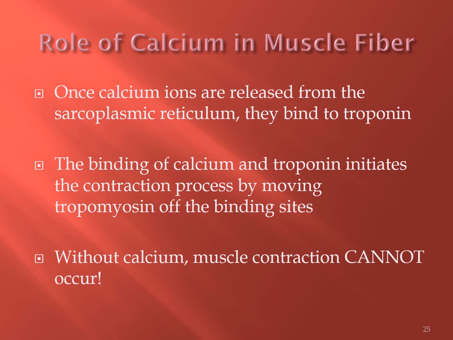So without calcium available and without calcium binding to the troponin, muscle contraction cannot occur, because tropomyosin would then be blocking those actin binding sites and therefore preventing an interaction of actin and myosin.